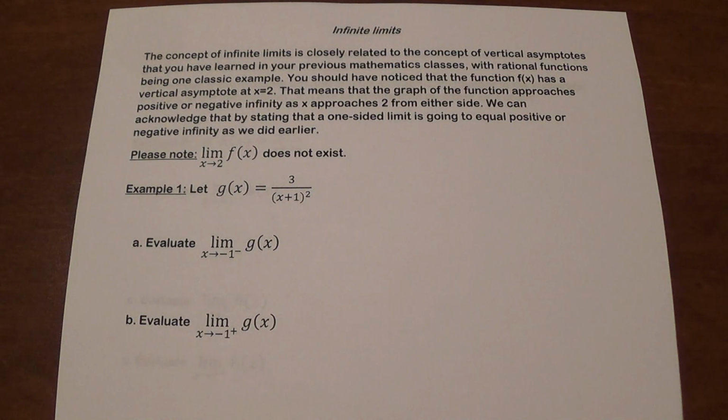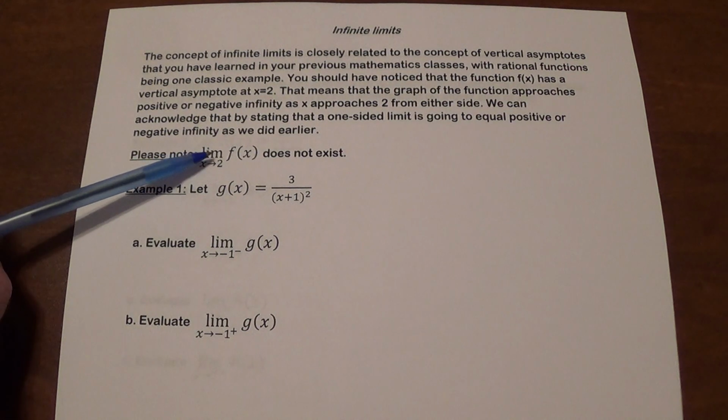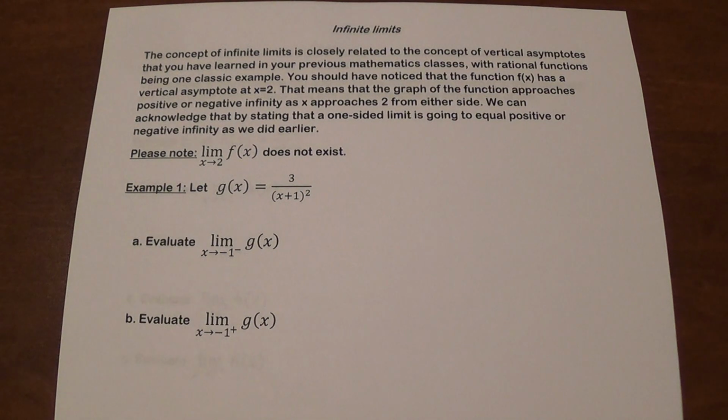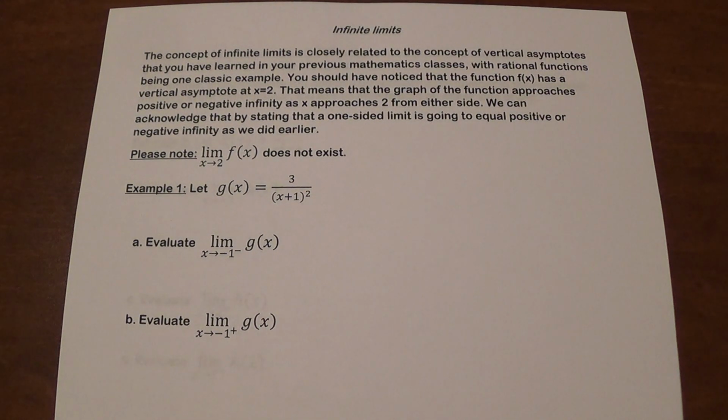Okay? So, one thing that you do need to know is that the limit of this function at 2 is not going to exist, because for a limit to exist we need finite values. We cannot operate with infinities. Okay, but if you have a situation where a function has a vertical asymptote, that means you are going to have a positive or negative infinity as a limit on one side.